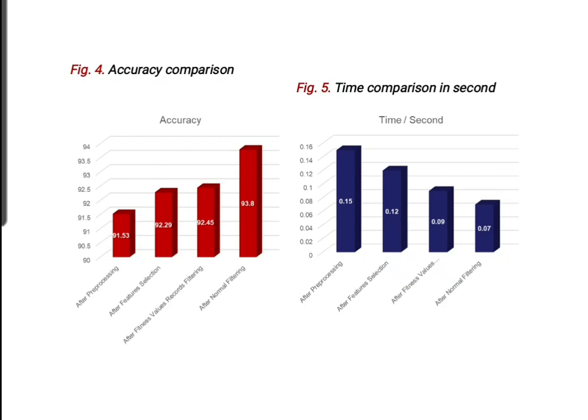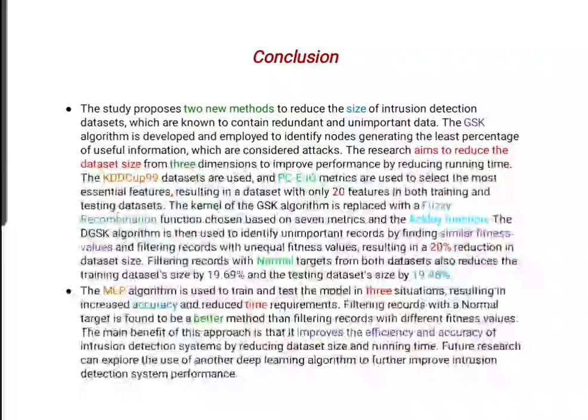The results also indicate that filtering records with normal target yields better results than filtering records with different fitness value. While both methods were effective, the normal filtering method proved to be superior. The main benefit of this approach is that it provides a reliable and efficient method for reducing dataset size and improving accuracy of the intrusion detection model, which can lead to better system performance and increased security.